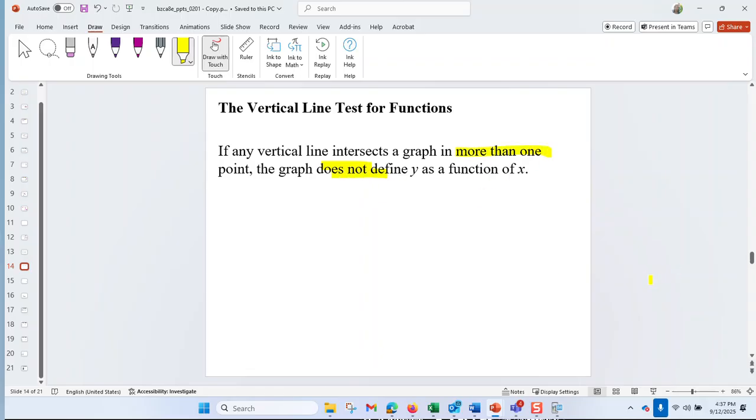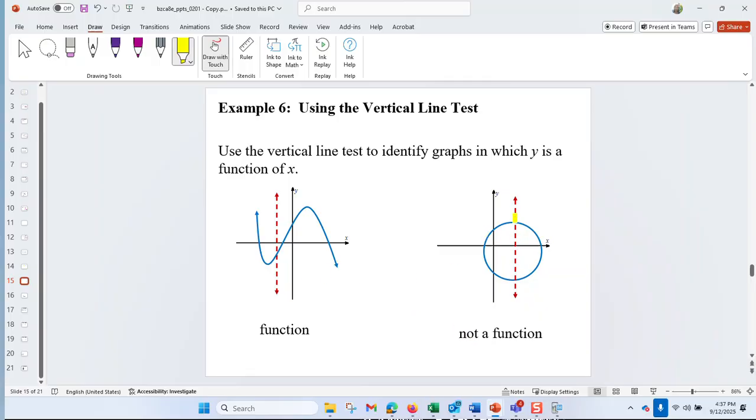All right, so look at this one right here. This is a circle we talked about earlier, right? This has one intersection point here, and you cross another point right here. So this is not a function. The second one is not a function because it crossed two points.